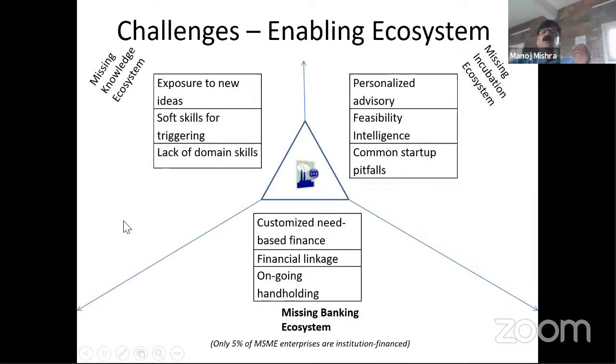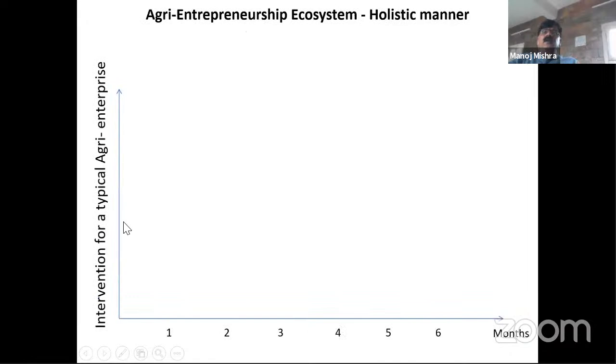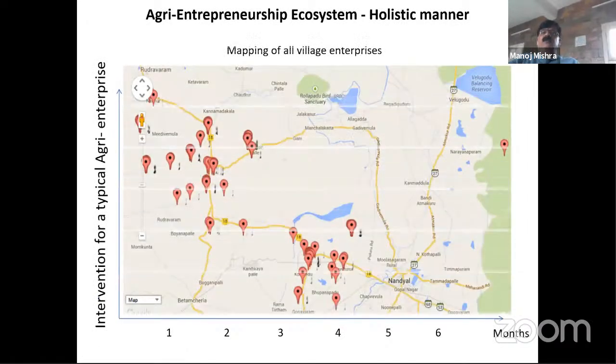Let's come down to the next. What are the kinds of interventions that we are talking about with this? Now, I'm talking about a set of mapping exercises which has to go in, and that mapping is required to establish and consolidate what is called a knowledge ecosystem. What works where, and in what manner, we need to have that mapping in place in a holistic manner for a typical agro-enterprise to survive and offer its services.